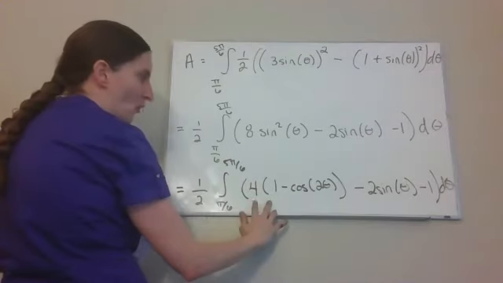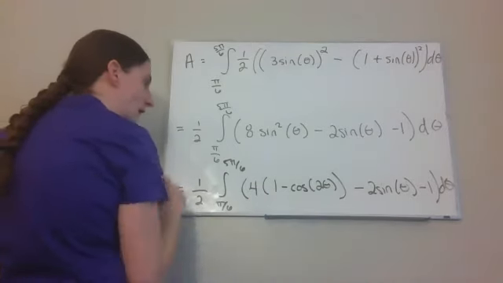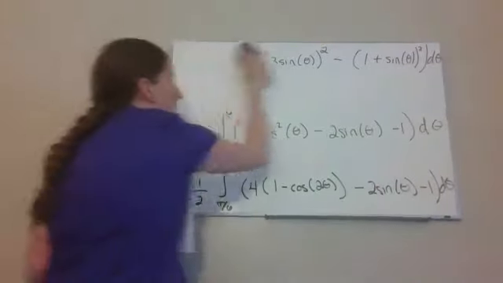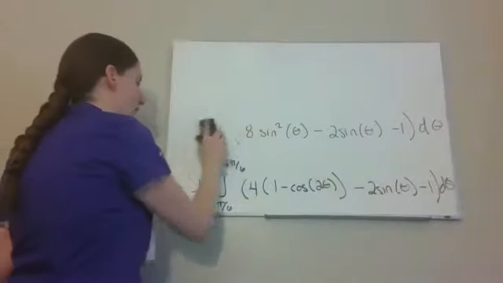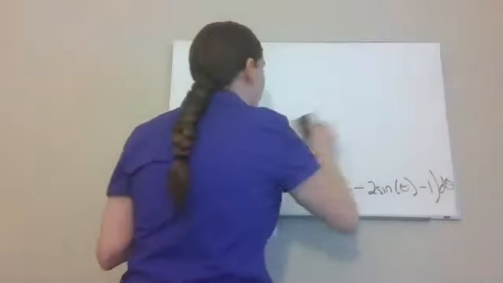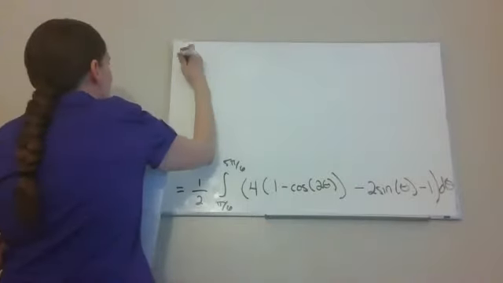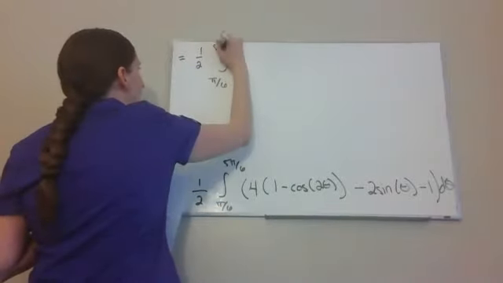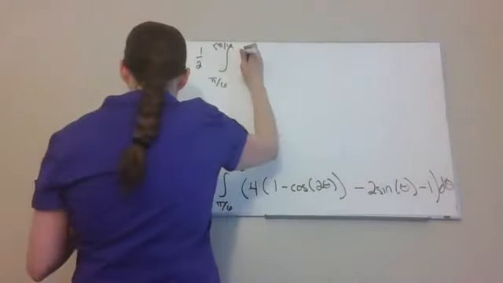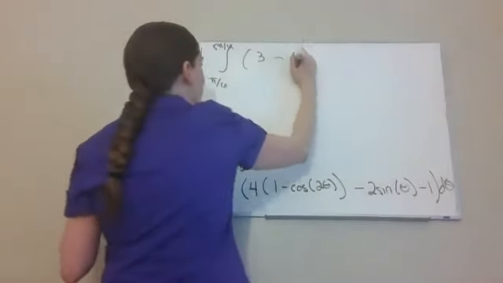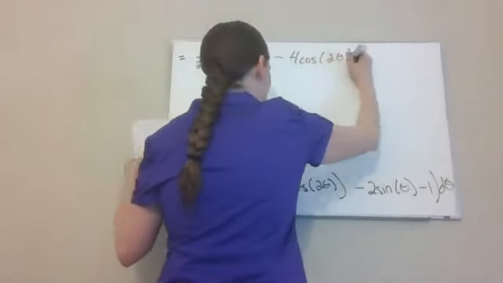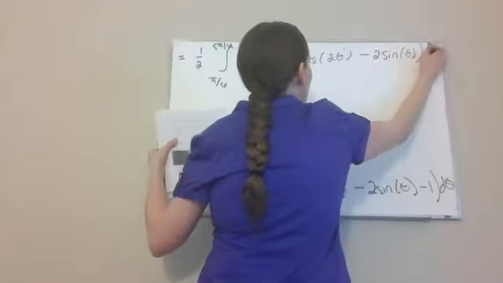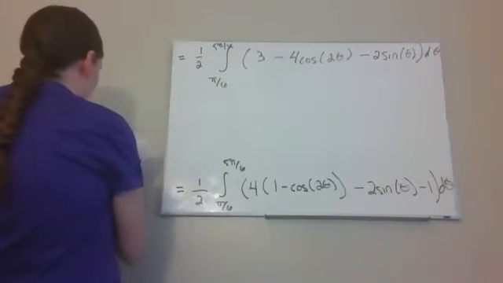And now I'm ready to integrate this after I distribute this 4. If I distribute my 4, I get a 4 minus 4 cosine 2 theta, and that 4 minus the 1 gets me a 3. So distributing that 4 and combining my like terms before I integrate, I'm going to get my 1/2 integral from pi over 6 to 5 pi over 6. I have a 3 minus 4 cosine of 2 theta and a minus 2 sine of theta d theta.